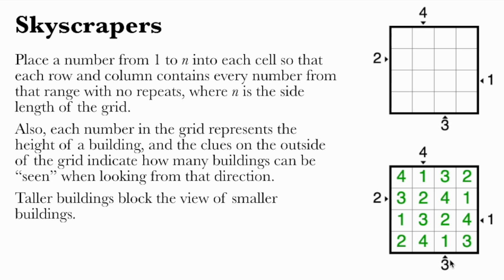In the case of this 3, we can see the 1-story building right in front of us. We can see the 2-story building right behind it because it's taller, and then we can see the 4-story building, but we can't see this 3-story building because it's blocked by the 4-story building. So the clues will always give you where you're standing and how many buildings you can see. It's always obviously going to be at least 1, because you can always see the building in front of you, and never more than the number of rows and columns in the grid. Those are the rules of skyscrapers.